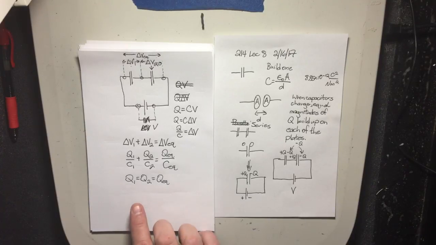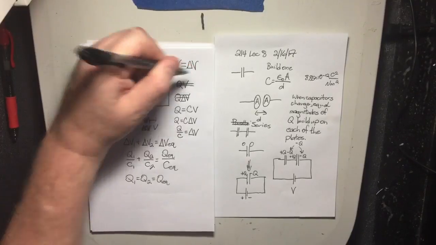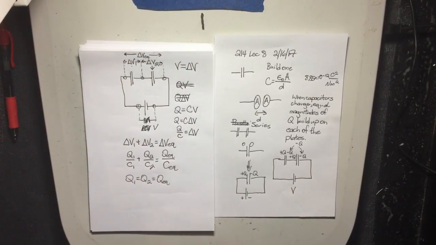Q equals CV, and then Q equals C delta V. A lot of times potential difference and voltage are used interchangeably. They can be different and they can be the same.